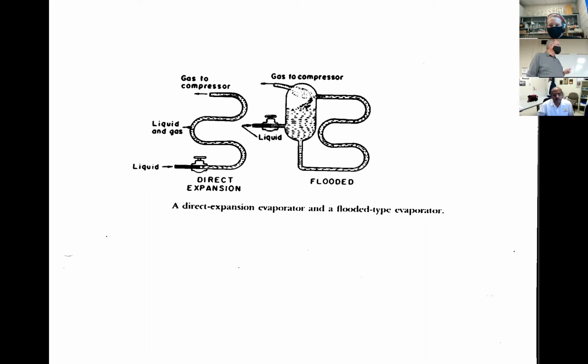Then we have a flooded system. In this case, you have the liquid flowing through the bare pipe. Some of it's converted to vapor. That vapor is then sucked off and goes back to the compressor, whereas the rest of the liquid stays there. So you aren't pumping liquid through and just wasting it, so to speak.